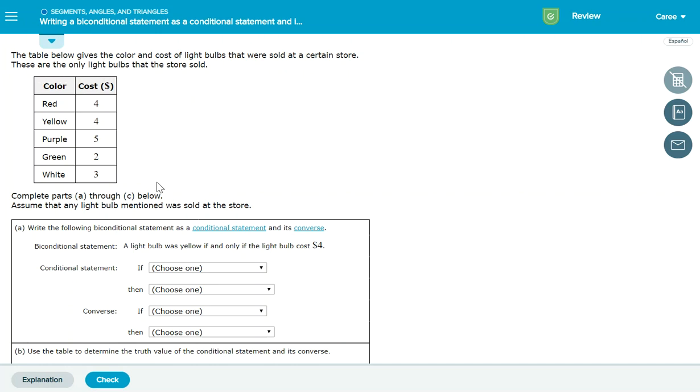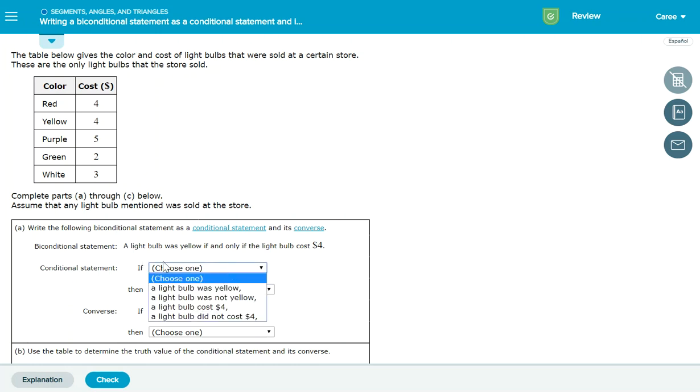Now, we're given a biconditional statement down here. Let me read it with you and then explain what a biconditional statement is. It says a light bulb was yellow if and only if the light bulb cost $4. You're always going to see that phrase in a biconditional statement, if and only if. It's a conditional statement because it's an if-then statement. It's saying if this is true, then this other thing is true. But it actually works both ways. You can pick either part of the statement to be the first part, and both of those should be true for the biconditional statement to be true.